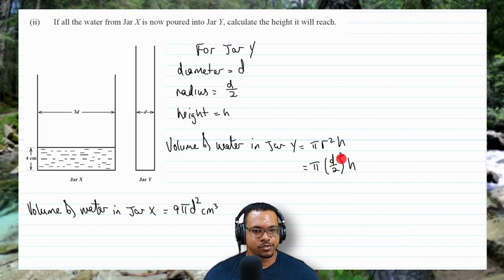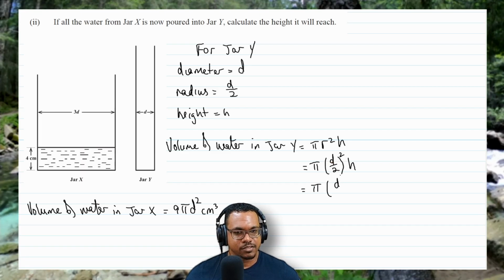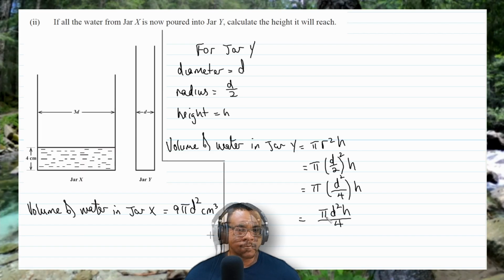So that's d over 2 squared. So remember laws of indices now, we square in the d and the 2, so we're going to have d squared over 4. So I'm going to have pi times d squared over 2 squared, which is 4, times h. Now multiplying across, this is pi over 1, so pi by d squared by h. So that's pi d squared h over 4. And that's the volume of the water in jar Y. All right, so let's put my centimeters cube here.